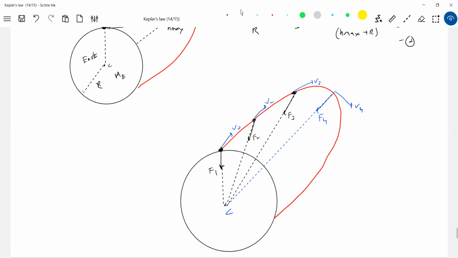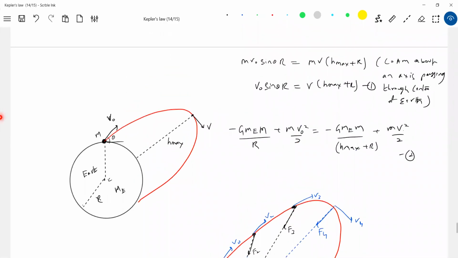Sir, could you scroll up one? Yes, sir. Here, shouldn't it be m v naught cos theta, sir? What theta? I took it with the horizontal. Okay, fine. If theta were with the vertical, it would have been m v naught sin theta, and m v naught cos theta would come.